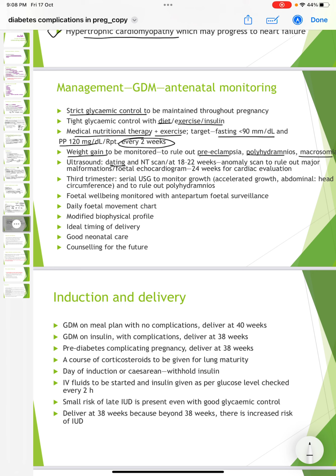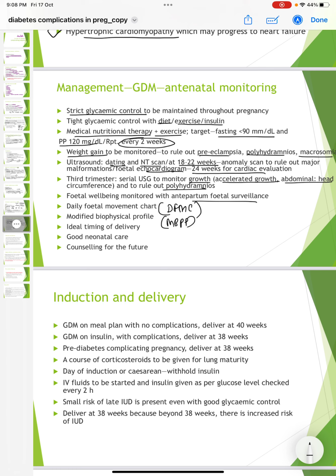Ultrasound, dating scan, NT scan and anomaly scan at 18 to 22 weeks to rule out major malformation. Fetal echocardiography to rule out cardiac ASD, VSD and TGA. Third trimester for the growth, accelerated growth, abdominal circumference, head circumference, rule out polyhydramnios. Do antepartum fetal surveillance. Daily fetal movement count is a must. There is modified biophysical profile.